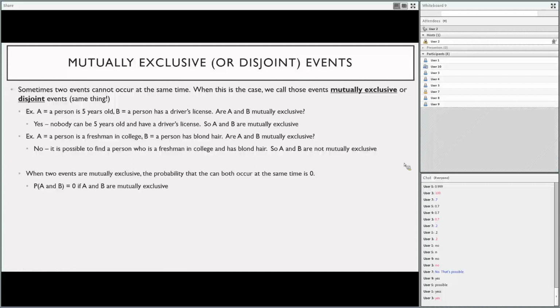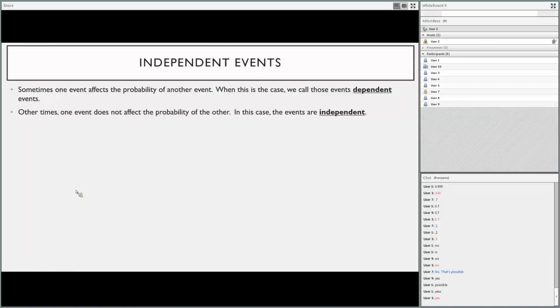So, whoops, let me minimize the chat. So when two events are mutually exclusive, again, that means it is impossible for them to occur at the same time. And like we said on the very first page, if something is impossible, that means that the probability of it happening is 0. So if two events are mutually exclusive, it means that the probability of them both occurring at the same time, A and B, is going to be equal to 0. So that's mutually exclusive or disjoint.